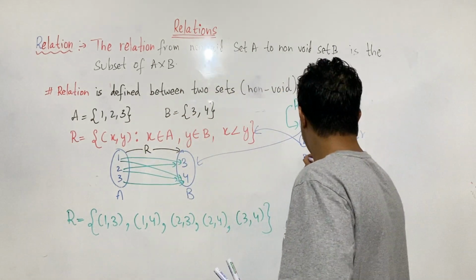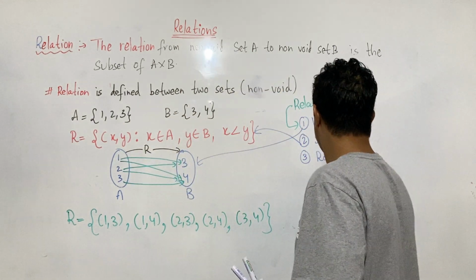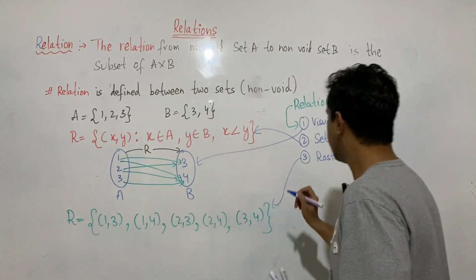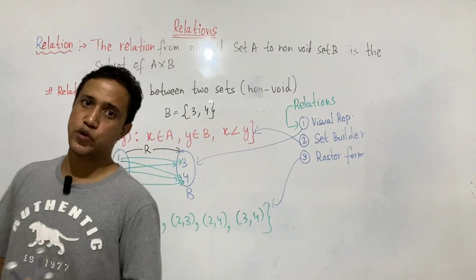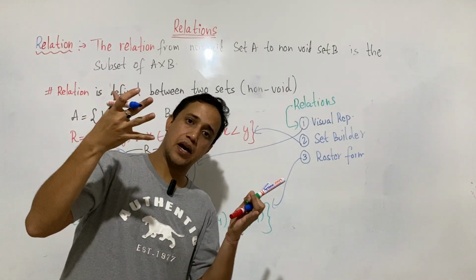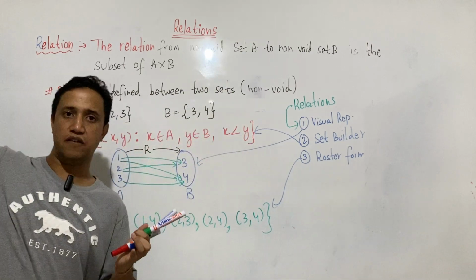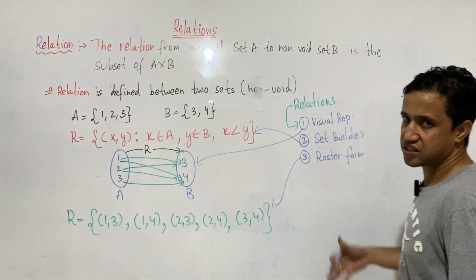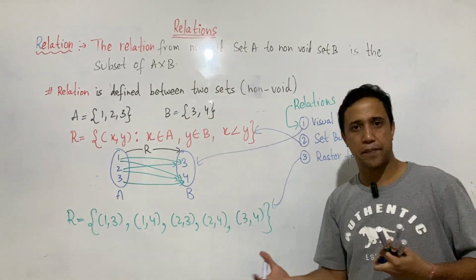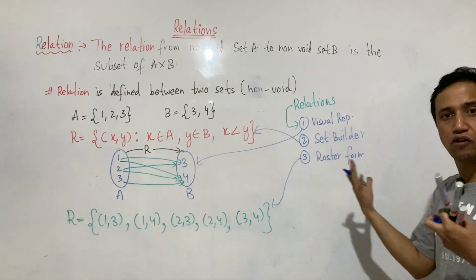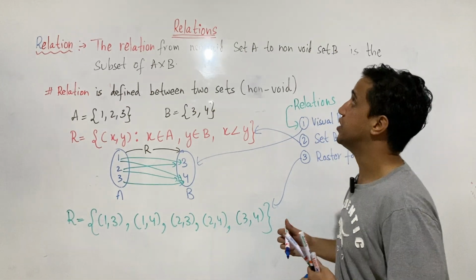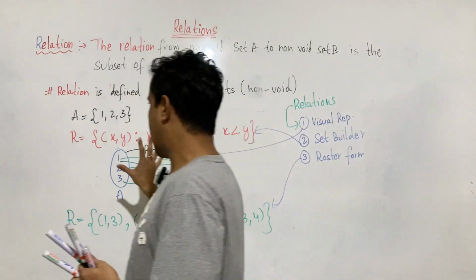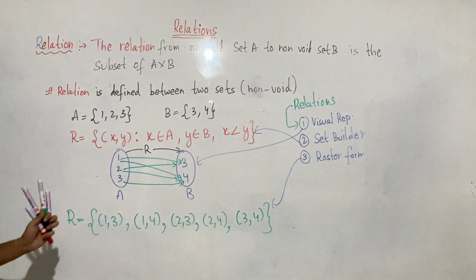And then number 3 is your roster form. Which one is the roster form? This one. A roster form is a form where you arrange elements in the form of a list. Understand? So there are 3 ways, because a set can be represented in 3 ways. So relations are also represented in these 3 ways. I hope it made sense to you.